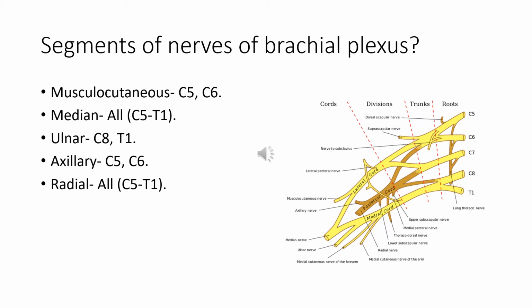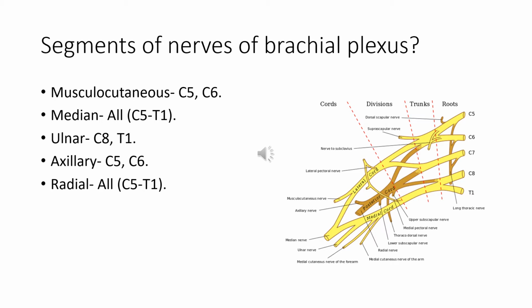Now, what are the segmental supplies of the various nerves of the brachial plexus? As one can very well imagine, the median nerve gets supply from all the anterior divisions. In the same way, the radial nerve also gets supply from all the posterior divisions. So, median nerve and radial nerve have C5 to T1 segmental supply. That is, all the segments contributing to the brachial plexus will contribute to median nerve and radial nerve.